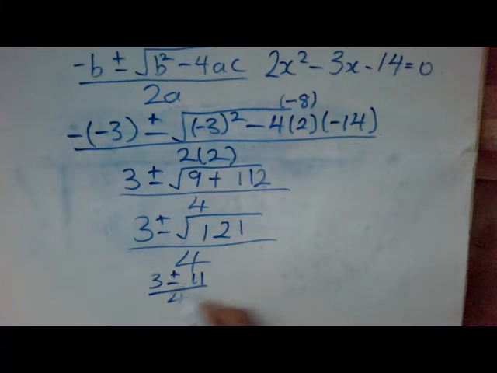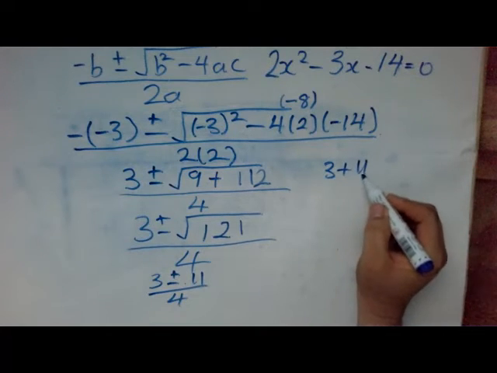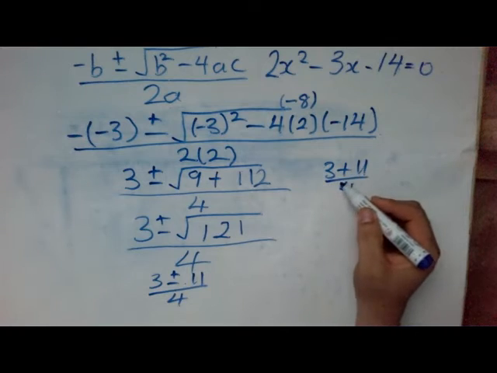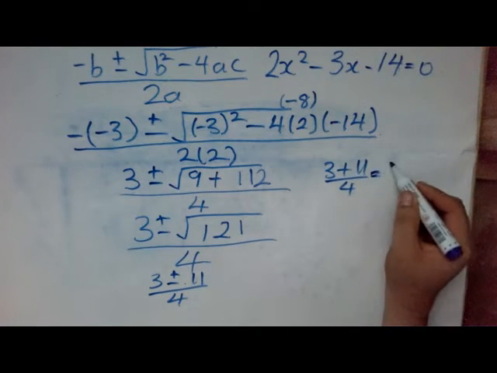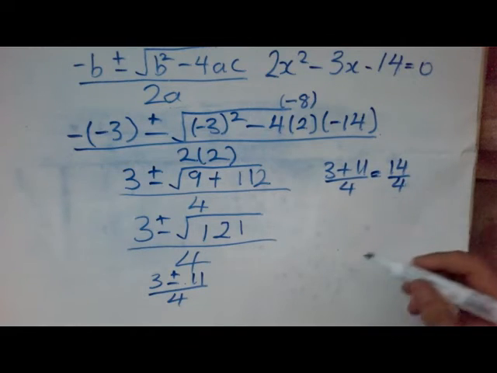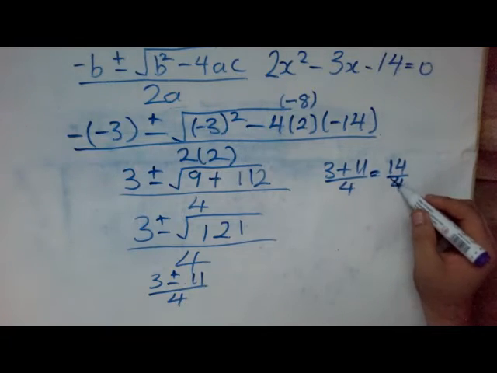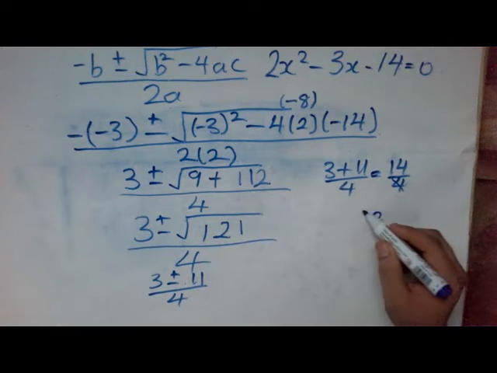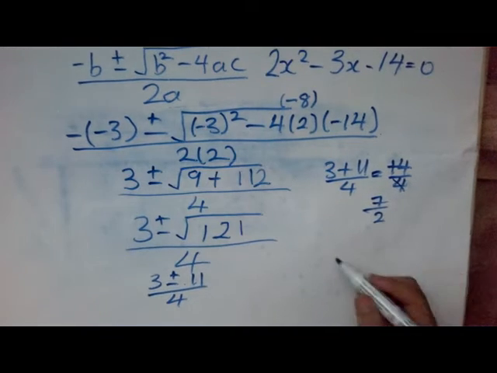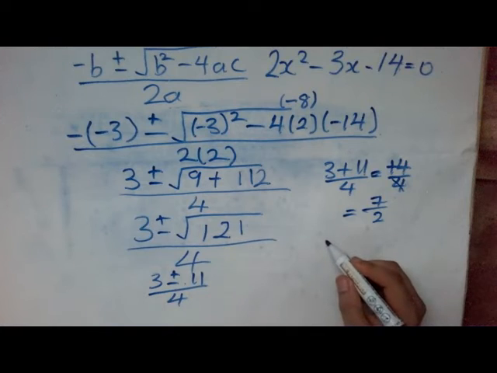So that the first one will now be 3 plus 11 all over 4. 3 plus 11 will give us 14 all over 4, which we can still reduce to a lesser number. 2 into 4 will give us 2. 2 into 14 will give us 7. So we can reduce this to 7 over 2. We go for the second one.